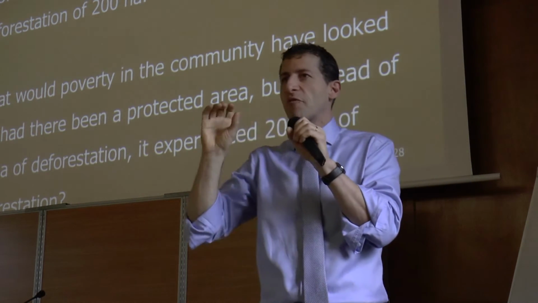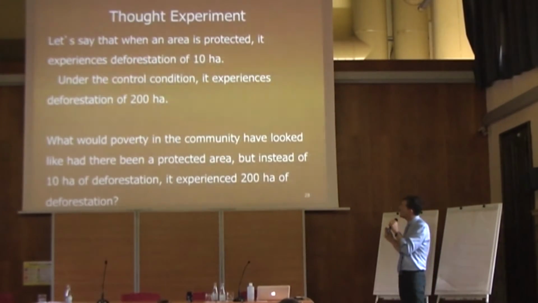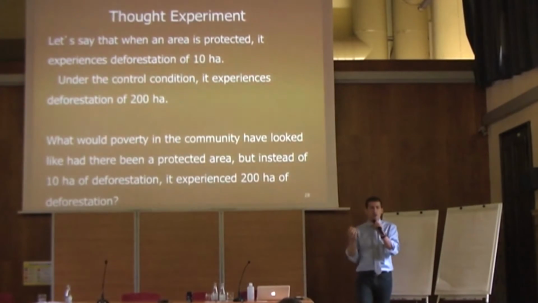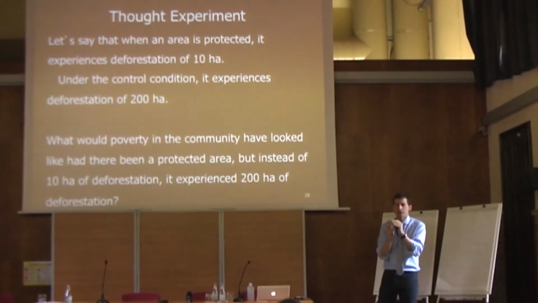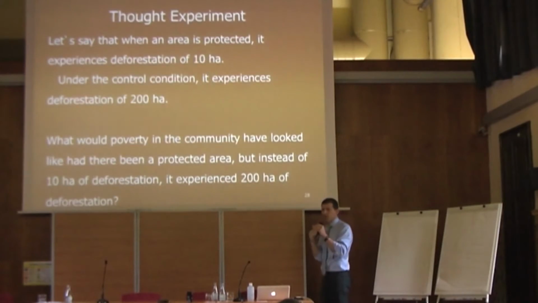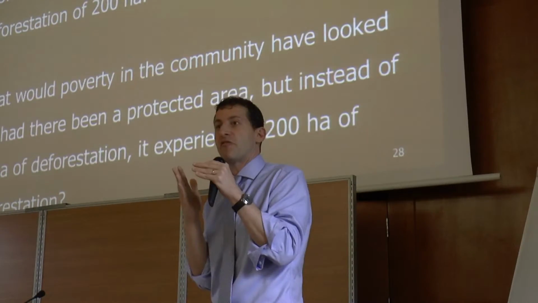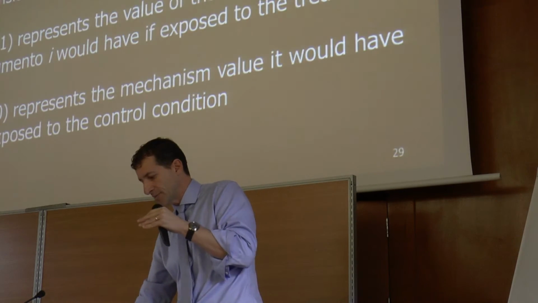We're talking about the mechanism effect of land use change. What would poverty in the community look like had there been a protected area, but instead of 10 hectares of deforestation, it experienced 200 hectares of deforestation? So let all the other mechanisms play out the way they were going to play out, but stop that one mechanism of land use change. That difference between the impact with all the mechanisms in play and the impact with one mechanism taken out is the mechanism effect of forest cover on poverty that comes through protection, right?